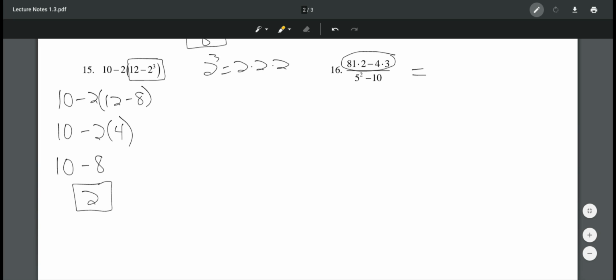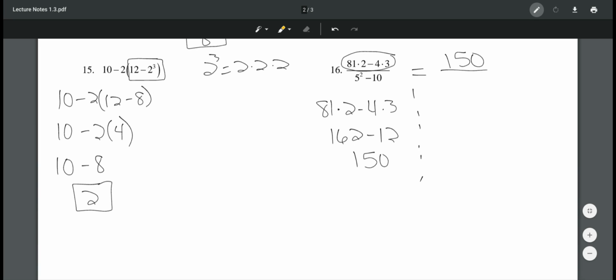So I have multiplication. So I'm going to do 81 times 2 minus 4 times 3. That would be 162 minus 12, and that gives me 150. The top of that fraction simplified down to 150.